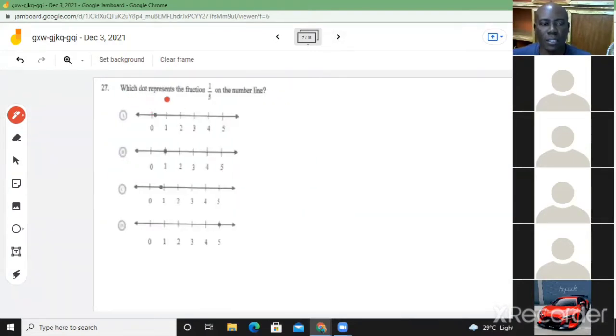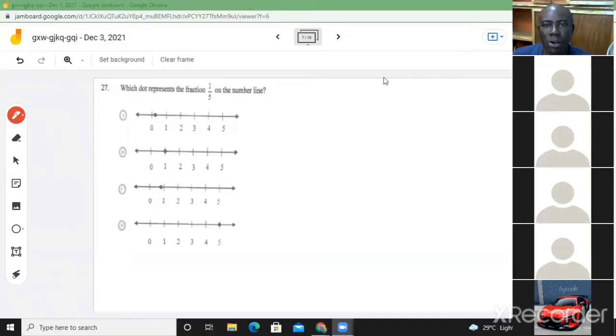Which dot represents the fraction 1/5 on the number line? Observe it. Which one represents 1/5? Anybody wants to comment? B. Very good. B is correct. So you can know by looking.